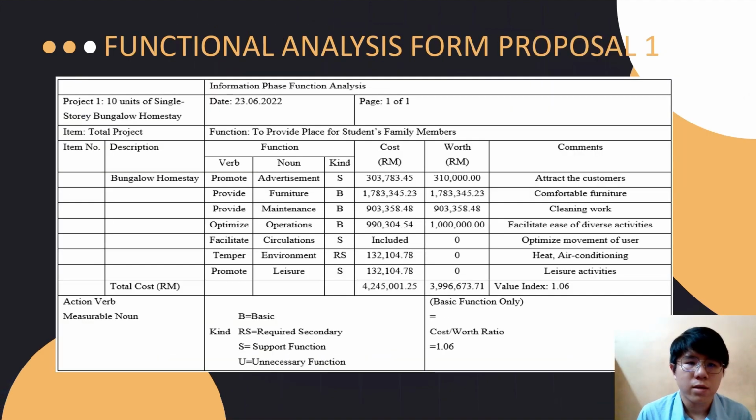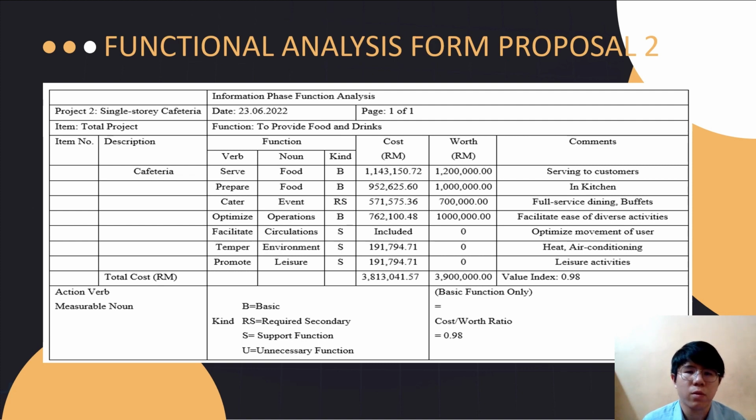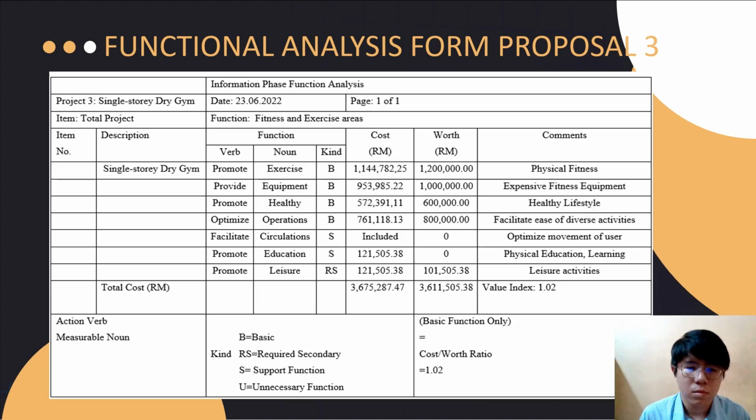Functional analysis is a method of analyzing the function of the constituent parts of a project. It provides a very powerful tool to identify the intended outcome. In the analysis process, functions are described using verb and noun combinations and visualized in a structure diagram. The project's overall goal is to raise the project value and lower the needless cost by using functional analysis. According to the functional analysis of the proposals, the single-story cafeteria project has the lowest value index with a value of 0.98. Therefore, it demonstrates that this project is more functional compared to the other projects.